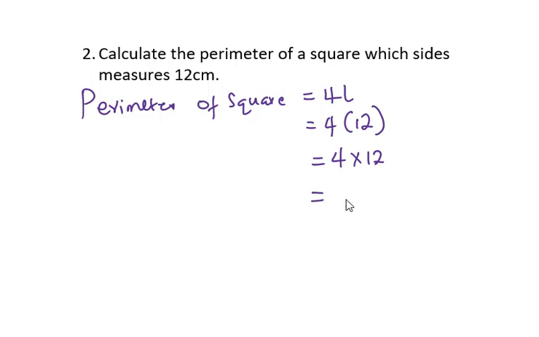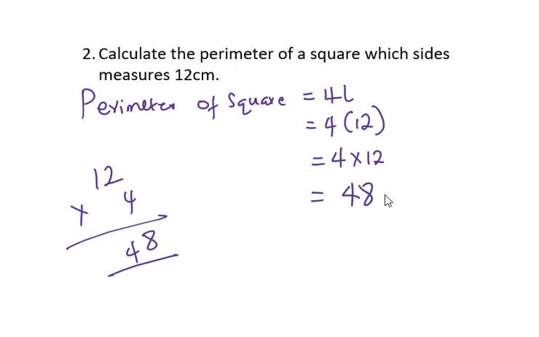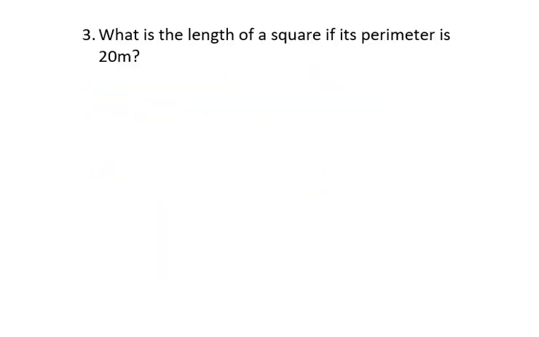Now 4 times 12 is about 48 or so, 36. Let's check. Let's do that together. 12 multiplied by 4. 4 times 2 is 8. 4 times 1 is 4, so 48. Okay, so 48, and it is in centimeters, so you just add your units, centimeters, and we are done.